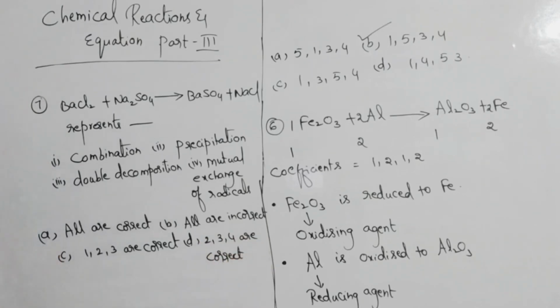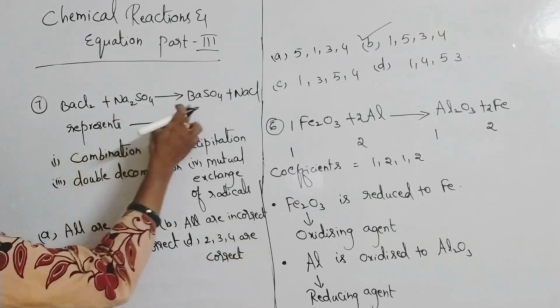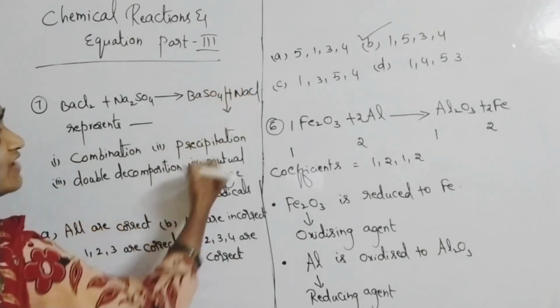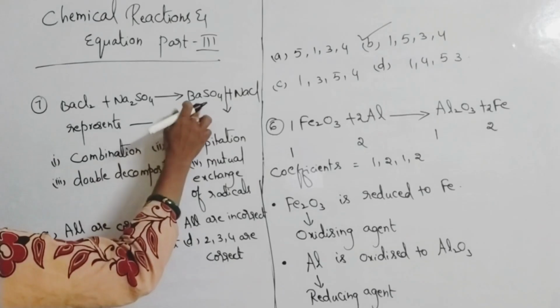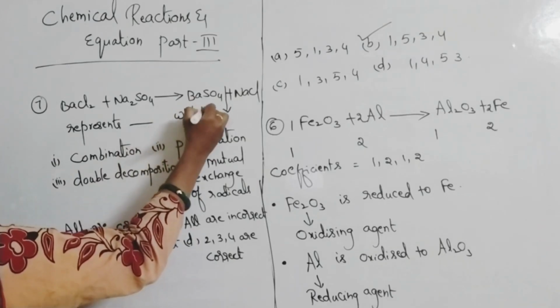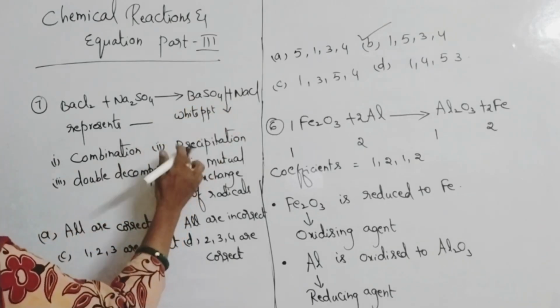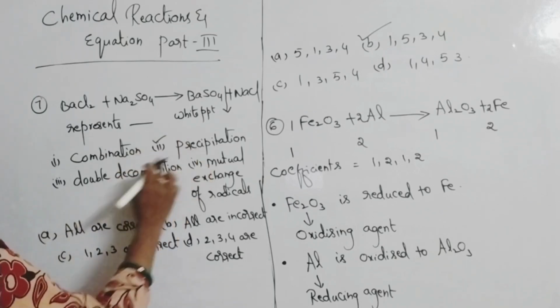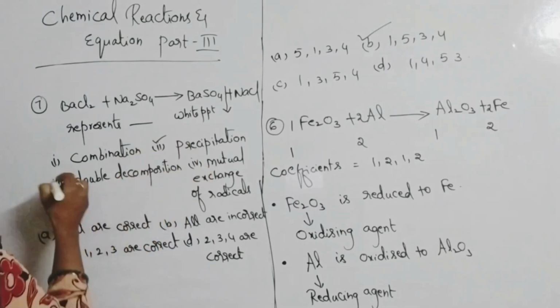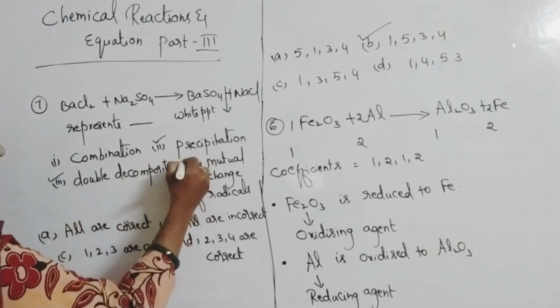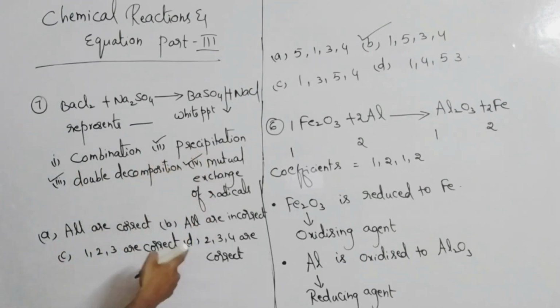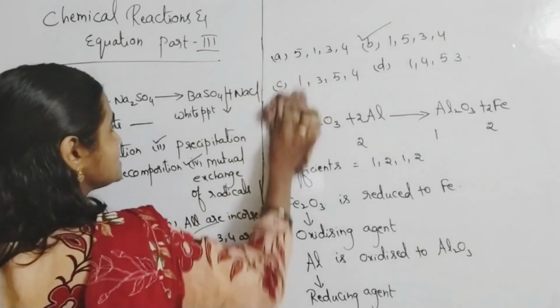Which statements are correct? Yes, it is a precipitation reaction. BaSO4 forms a white colored precipitate, which we indicate with a downward arrow. So it's a precipitation reaction. This is correct. Precipitation reaction is a double decomposition reaction, which is also correct. In double decomposition, mutual exchange of radicals happens, so this is also correct. So finally, option D is the correct answer.